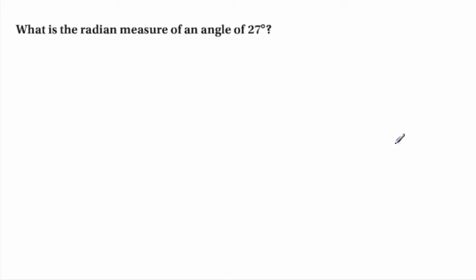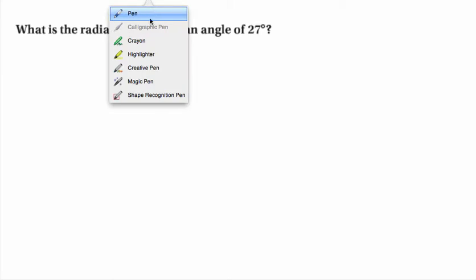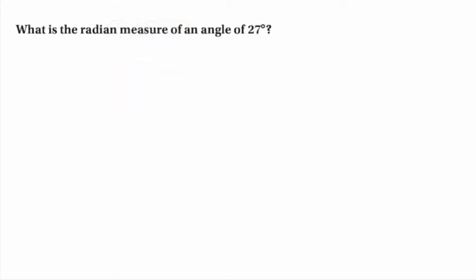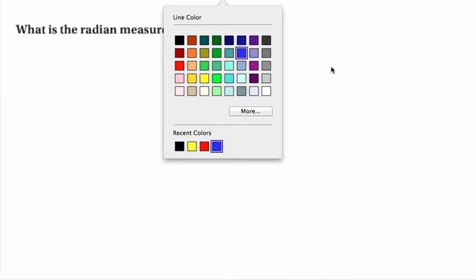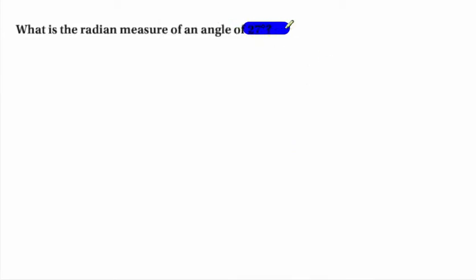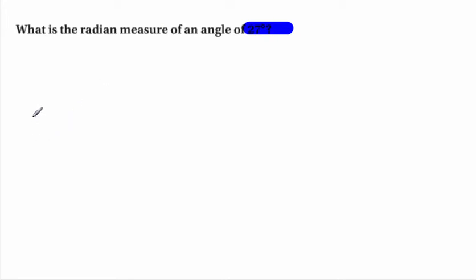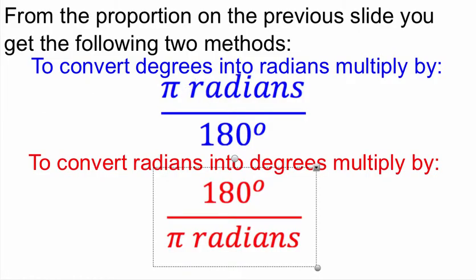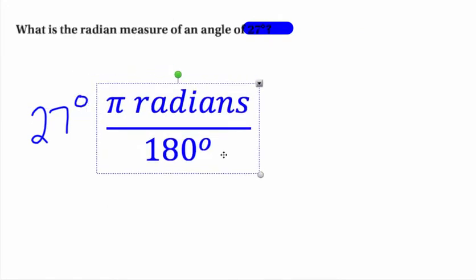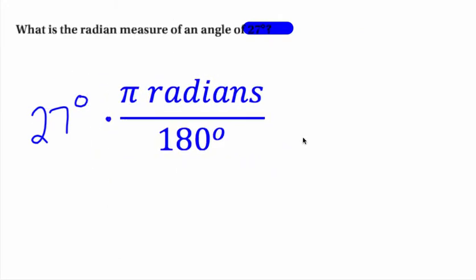What is the radian measure of an angle of 27 degrees? I'm going from degrees into radians, so this is a blue example. I'm going to take my pen and write in blue. 27 degrees. I don't have to write the word degrees if I put the degree symbol. I'm going to multiply that by, and I'll go back here and steal my formula, pi radians over 180.